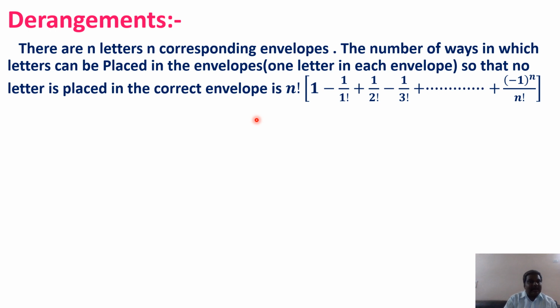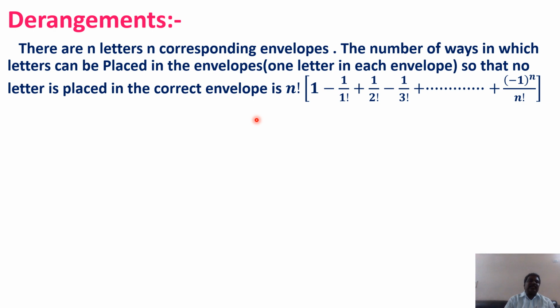Remember one thing: total minus all letters going to the correct envelope is not the correct answer. This is not the complement to our question. Our question is that we have to derange in such a way that no letter goes to the correct envelope. Is total minus all going correct the answer? No, that is not correct. So we have to proceed.